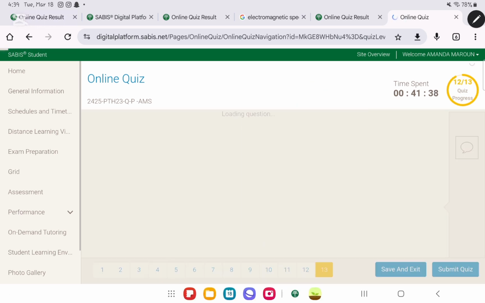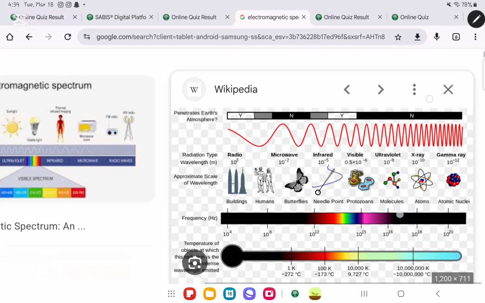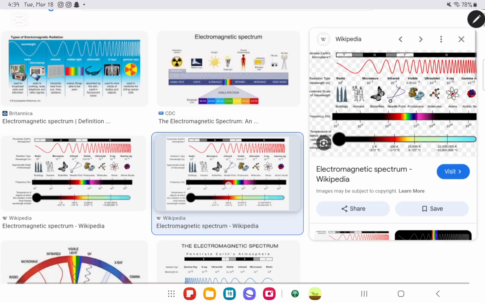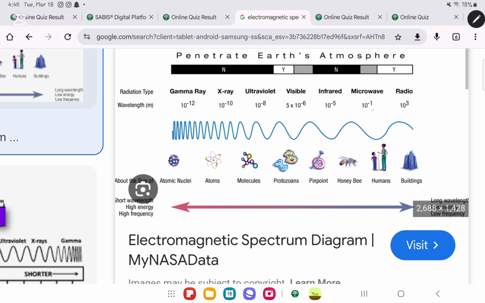Now we move on to question number 13. Here, an electromagnetic wave has a wavelength of 120 nanometers in vacuum. What part of the electromagnetic spectrum does it belong to? Here you should memorize the electromagnetic spectrum. It's this one over here. I wanted to find a more accurate one, because this one is not really that accurate, because in the book it will say something different. So this one over here, I found it to be one of the most accurate ones.